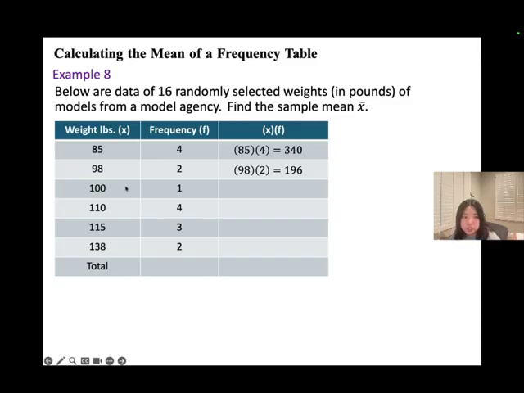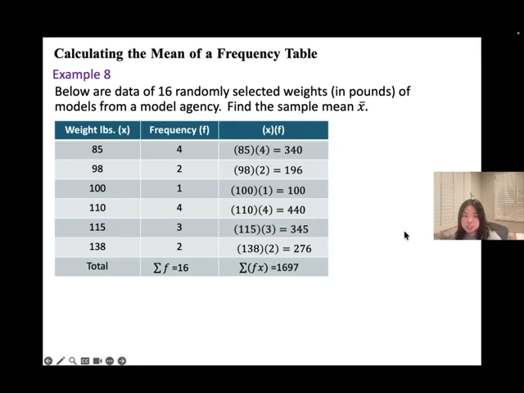Check your work. 100 times 1, 110 times 4. Okay, and then add it all up. They say they do have 16 data, right? So when you add up all the frequency, it should be equal to 16. And then add up this column also. You should get 1,697. So how can we find the sample mean?